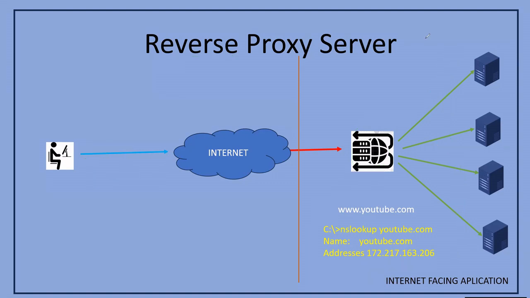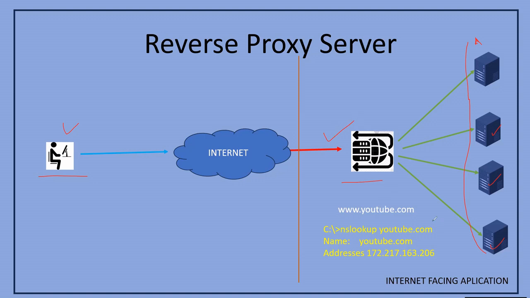So let's take an example of a client, a user sitting outside at home and trying to browse youtube.com. In this case, youtube.com is a Google enterprise. So all these servers are YouTube servers sitting in a YouTube data center or a Google data center somewhere in the world. The IP addresses of these servers, the 4 servers which I've given here, are not exposed to the users. What is exposed to the user is the IP address of the reverse proxy.